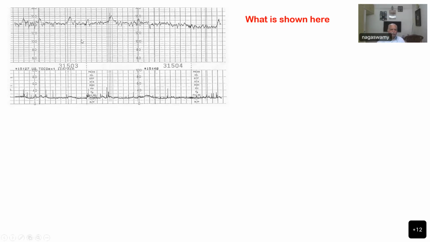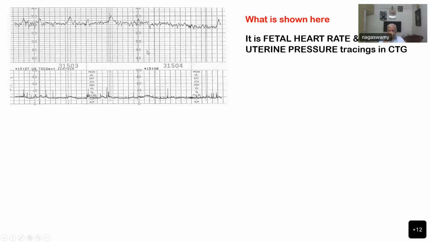So what does this waveform indicate? You can see the numbers 60, 80, 100, FHR. It is the fetal heart rate. And this is the intrauterine pressure. That's why you have to read everything very carefully. So this is the clue. This is the uterine section, this is the fetal section. So it is the fetal heart rate and intrauterine pressure tracings in the cardiotocograph.